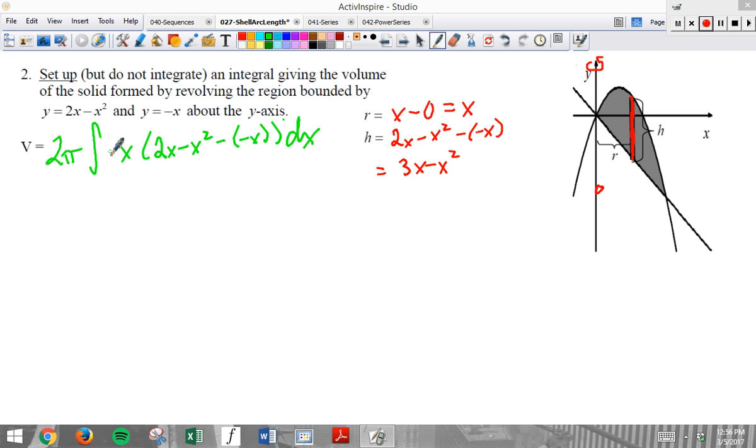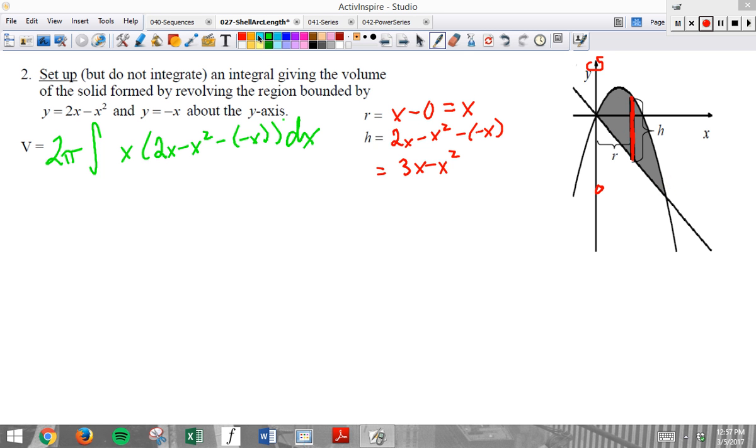Bounds. How do I find the bounds? How do I find out where this red rectangle will start and end? Many of you may think, is that 0? Don't assume. Try it. 0 in here: 2 times 0 minus 0 squared is 0. 0 in here, negative 0, that's also 0. Great, so it starts at 0. It stops at where?